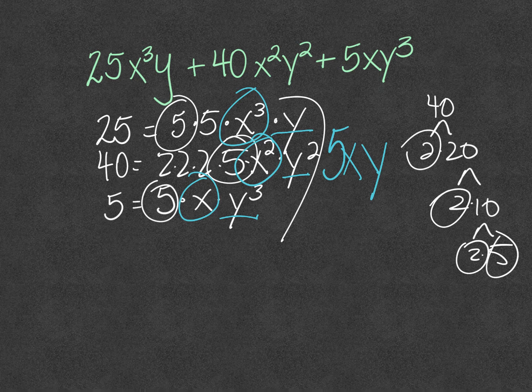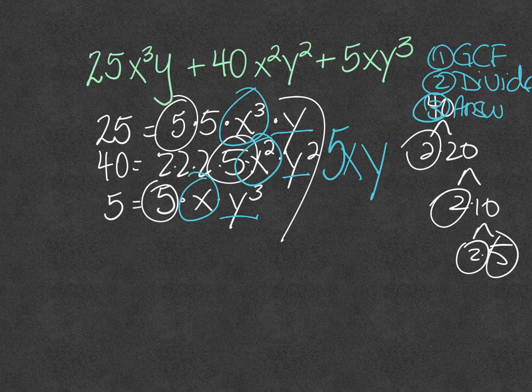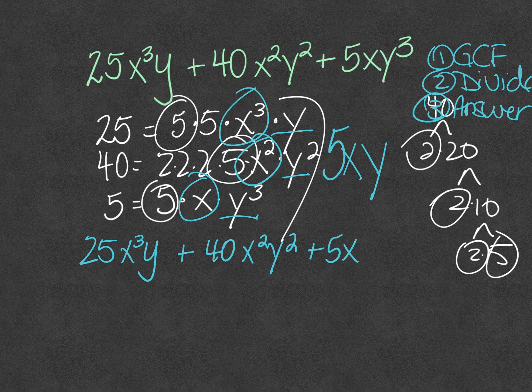Then I'm going to divide. So you find your GCF, divide, and then write your answer. Okay? So here we go. 25x to the third y plus 40x squared y squared plus 5xy to the third. I'm going to divide every term by 5xy.